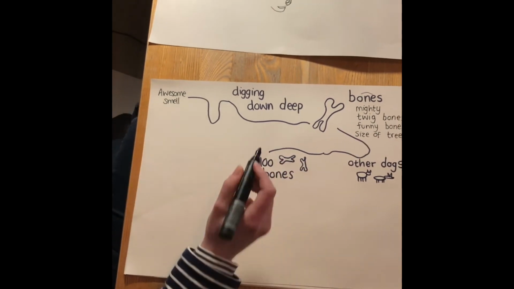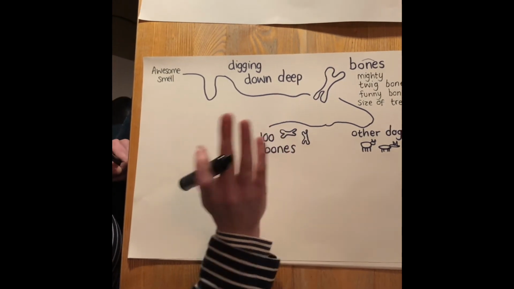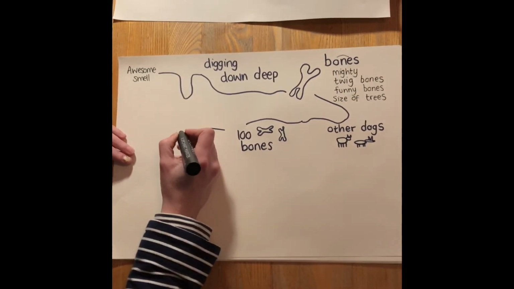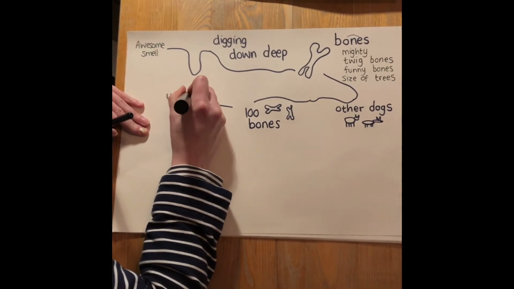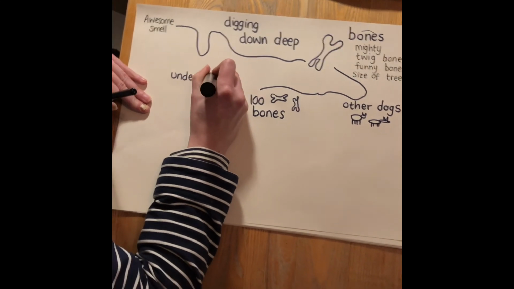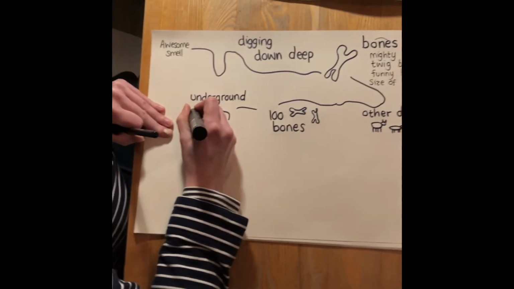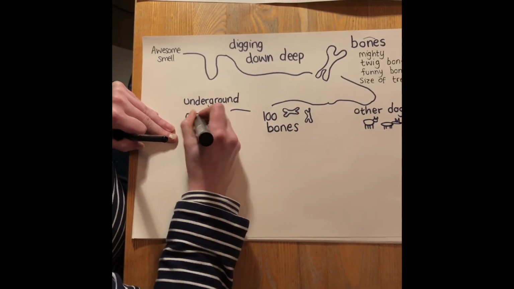Okay, and then they decided they needed to find out what these bones were. And one of the dogs knew where to go. So they jumped onto the underground, didn't they? So I'm going to write underground to remind me. And then I'm going to draw an underground train. Oh, it's going to be a bit rubbish, guys, sorry. There we go, a bit like that.